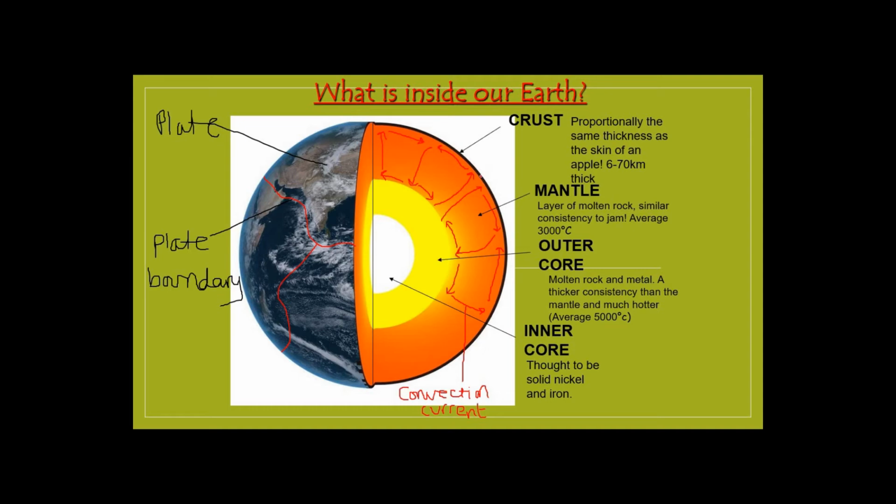So this is what creates either ripping apart or crashing together on the plate boundaries. And the ripping apart or crashing together creates constructive and destructive boundaries, and that's how we get volcanic eruptions, earthquakes, and tsunamis. So add the convection currents to your diagram, and we'll move on.